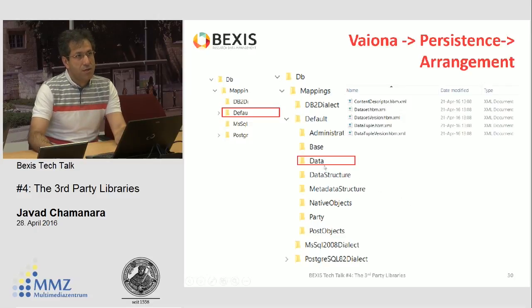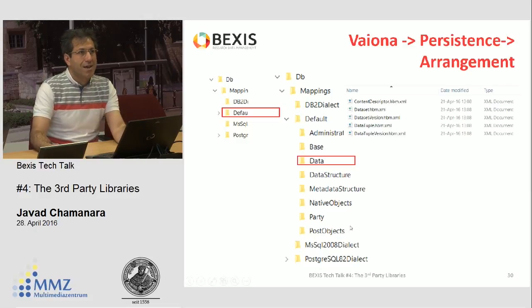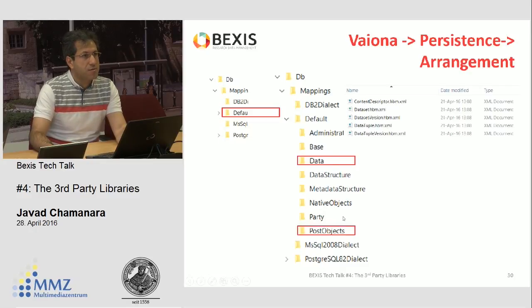In the data folder, there are some mapping files, for example dataset version, data tuple, data tuple version, and the content descriptor. They are different entities that we have in our application, and they are mapped to tables in the database. In addition to those packages, there are some predefined folders here, like post objects.